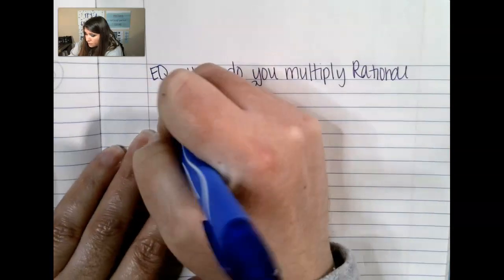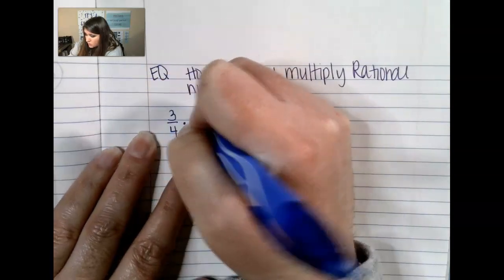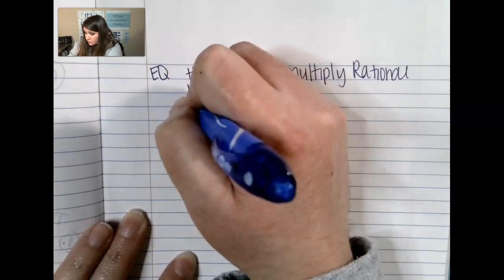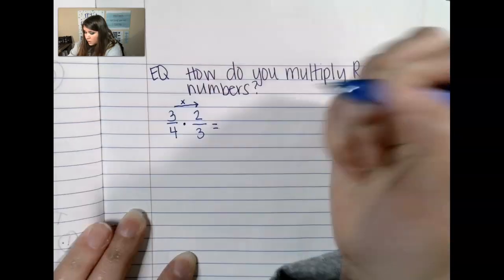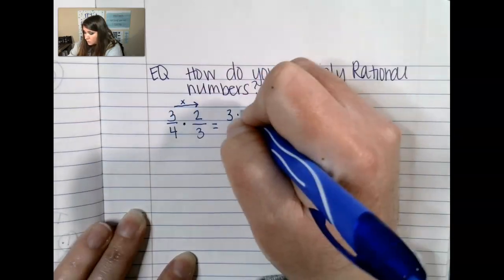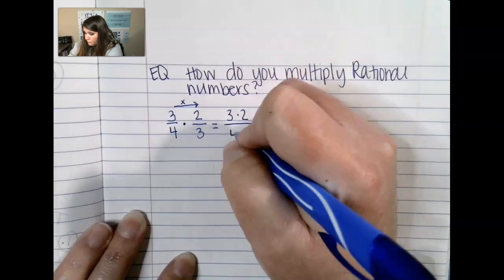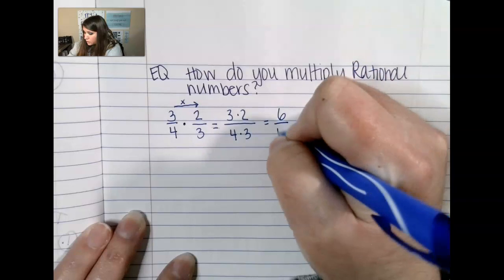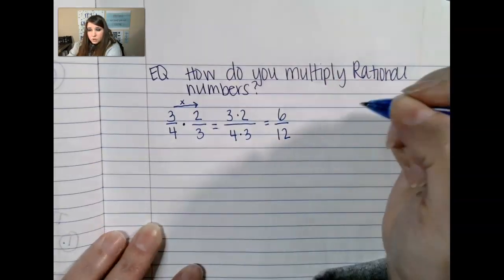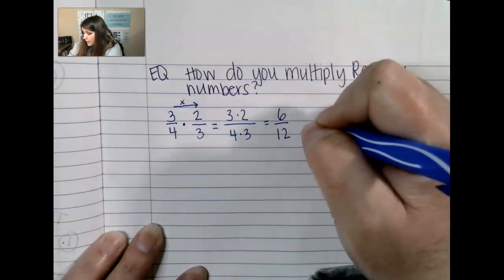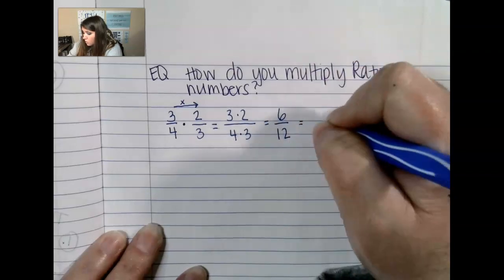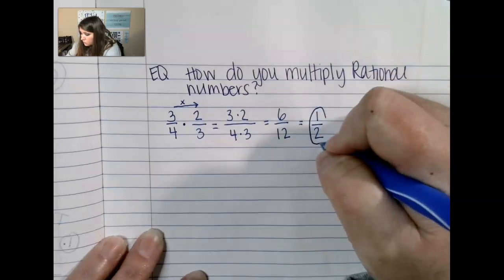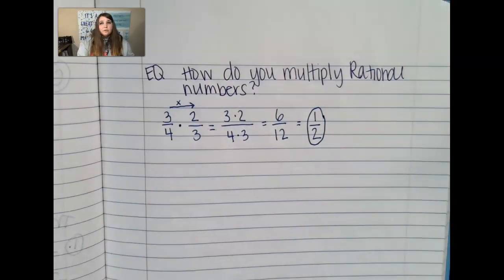So let's say I had 3/4 times 2/3. To multiply, I just multiply straight across. So 3 times 2 over 4 times 3, and that gave me 6/12. Then we could reduce it down. So 6 divided by 12, or divide by 2, and that gives us 1/2. So my final answer would be 1/2.